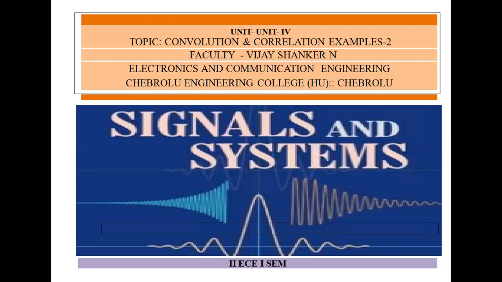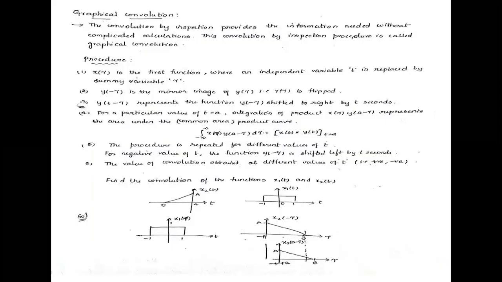Today, we are going to discuss examples of convolution and correlation. In yesterday's class, we also discussed some examples related to convolution and the graphical representation for continuous time signals. Today we are going to discuss a few more convolution examples with discrete time signals.